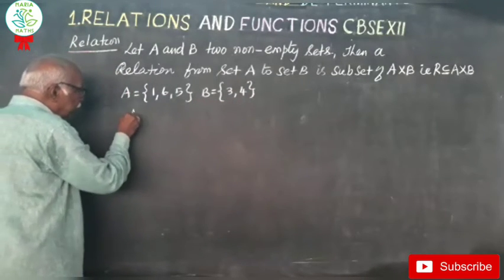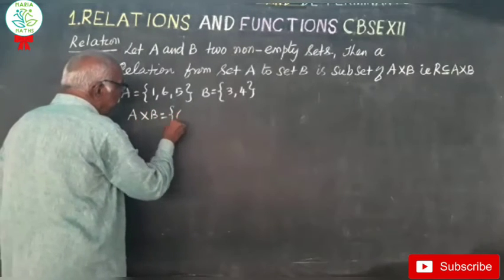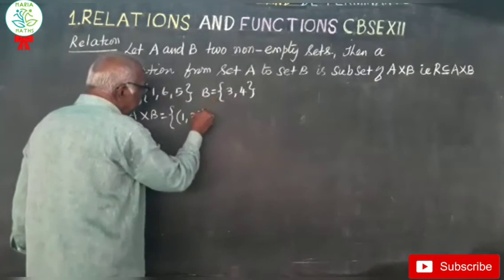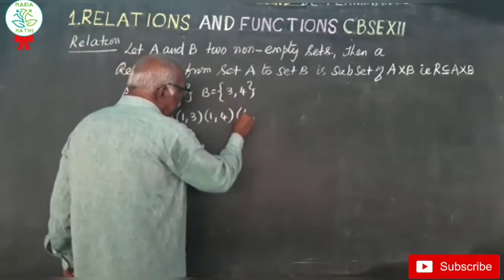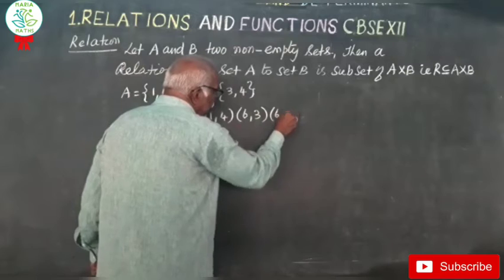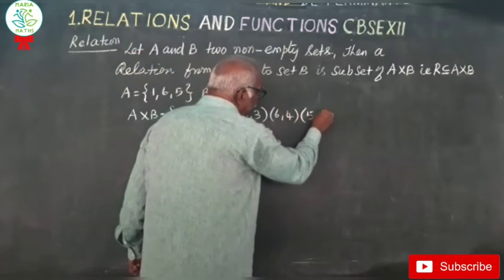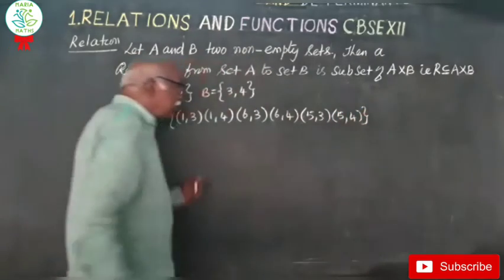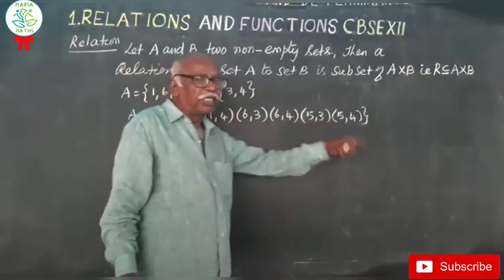You will find A cross B. A cross B is (1, 3), (1, 4), (6, 3), (6, 4), (5, 3), (5, 4). This is A cross B. See, we got six ordered pairs.